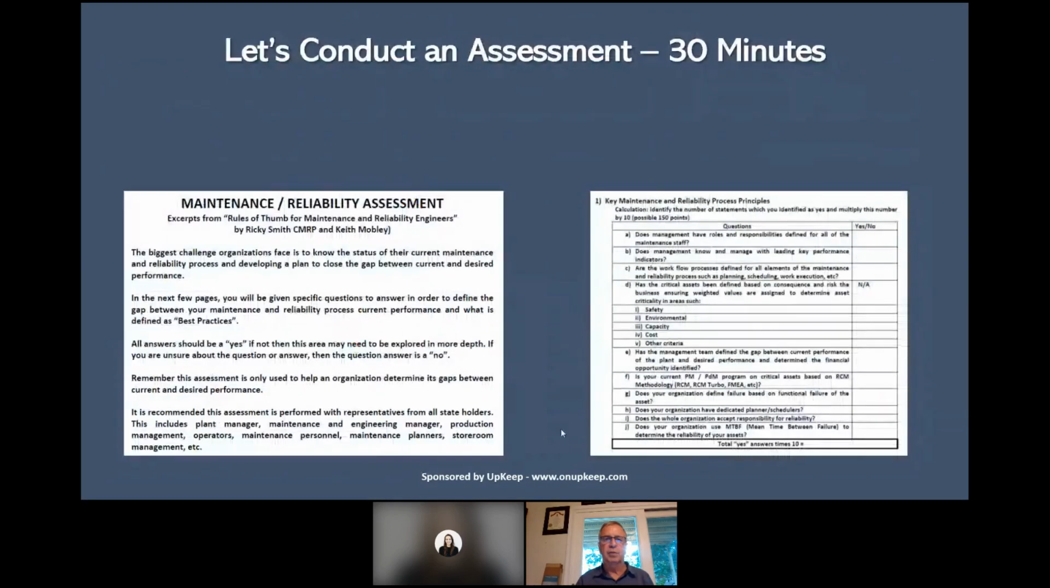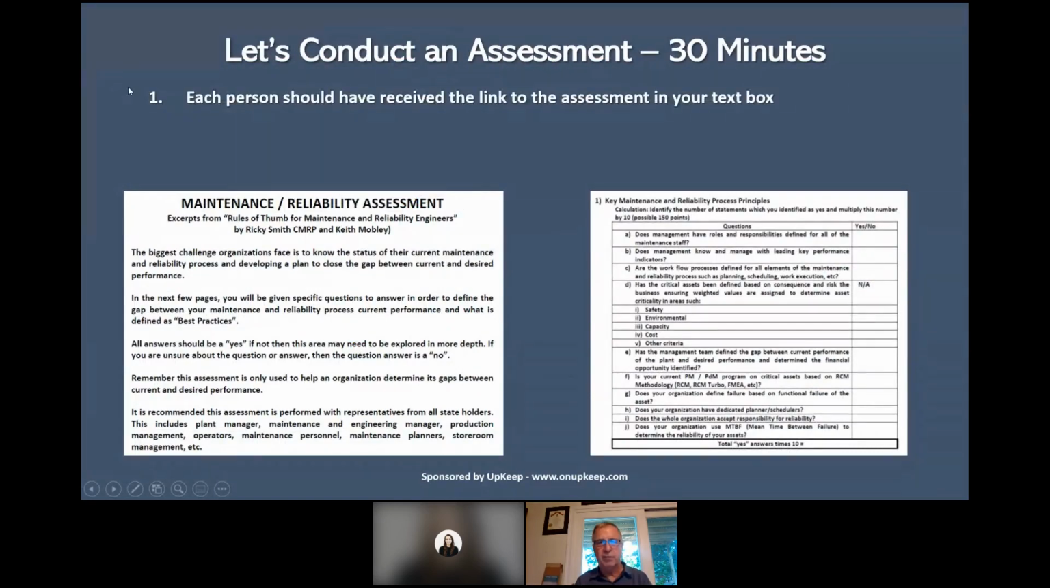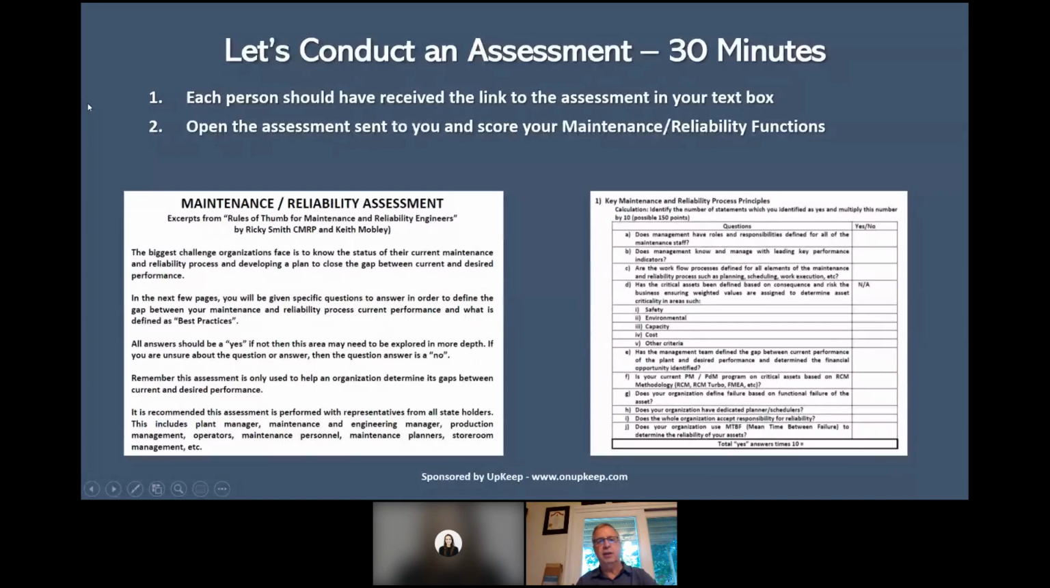All right. So now we're going to conduct a maintenance assessment, or you are. Each person should have received the link to the assessment in your text box. Open the assessment sent to you and score the maintenance and reliability function. So just listen to me before you start moving. You should have just got the assessment.